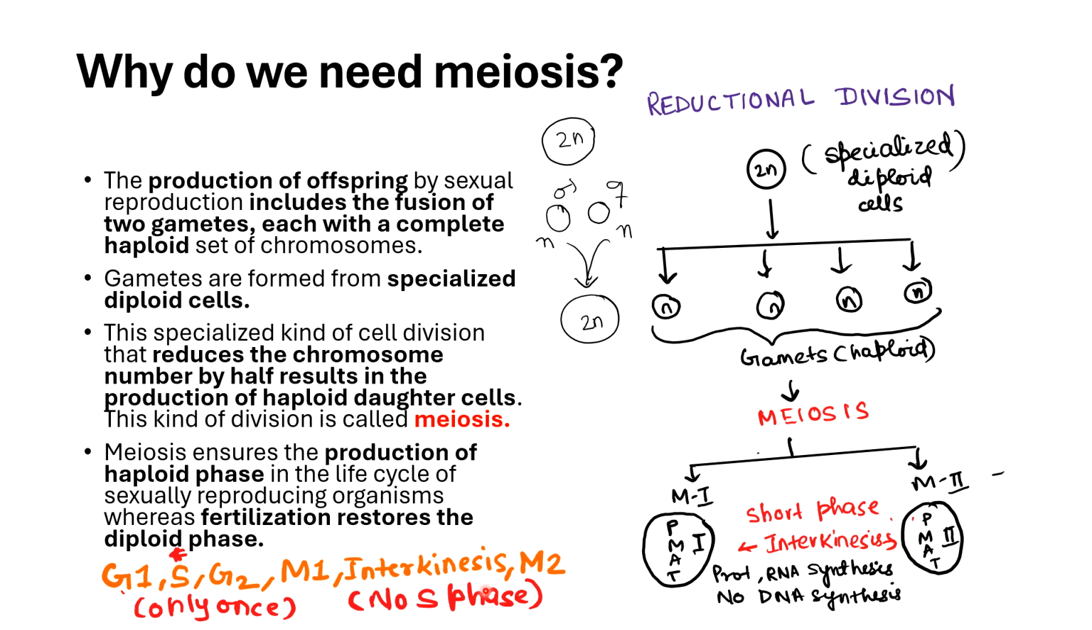So if it is asked what would be the sequence of the different stages in case of meiosis, it will be interphase, which will have G1, S, G2 phase, followed by meiosis 1, then interkinesis, and followed by meiosis 2. So there will be no S phase in interkinesis. It's a very important concept.